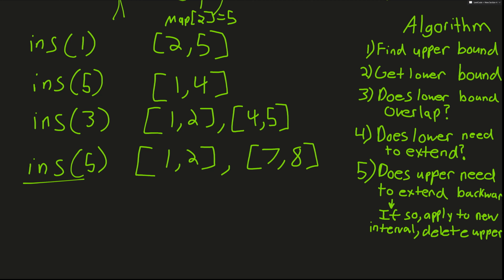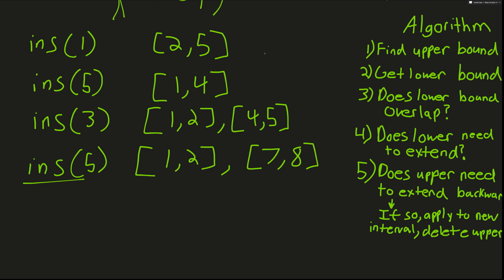Find the lower bound. Well, the lower bound is smaller than the size of the map, which means that there is not going to be a lower bound. And since there is no lower bound, the lower bound can't overlap. So does the lower need to extend forward?